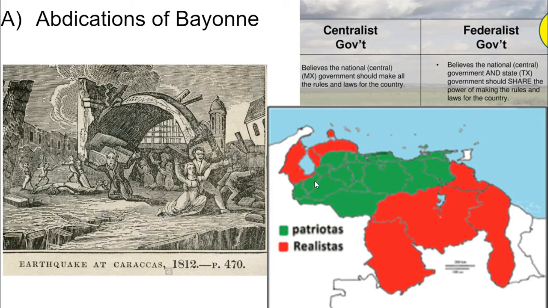Then there starts to be a massive disagreement amongst people who agree that Latin America should be free, but disagree on who should have political power. So there's this divide between people who believe the central government should have power versus the individual states having power. And so they start a civil war between these two groups. And then, as that is happening, an earthquake hits the capital of Caracas, killing about half the population.